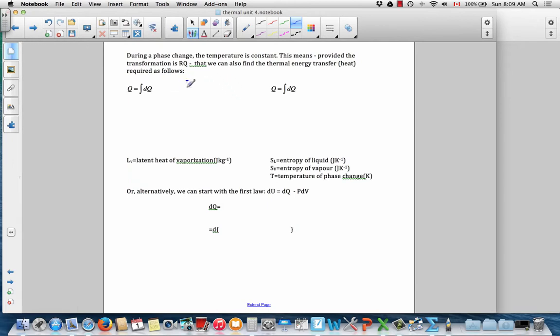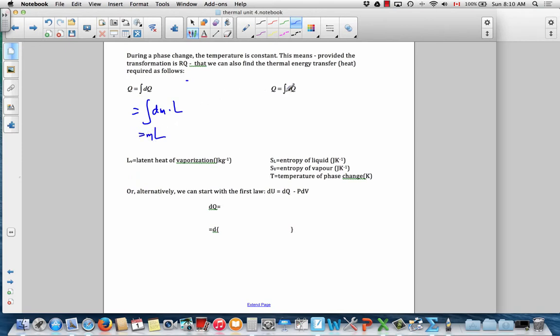There's actually a couple of ways that we can find the thermal energy. First of all, as we've done previously, a little bit of dQ causes an amount dm to change phase. L is a constant, so it comes out. And then the integral of dm is just the mass. So mass times latent heat. That's the Q. We wrote that down earlier.